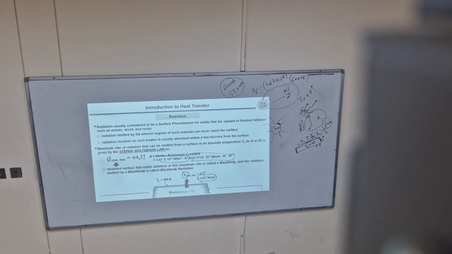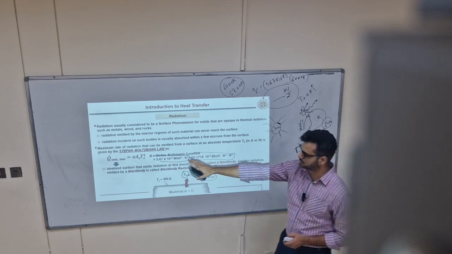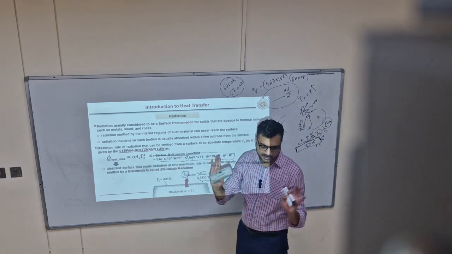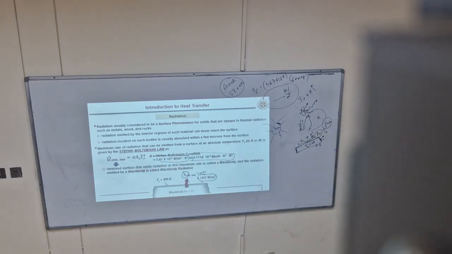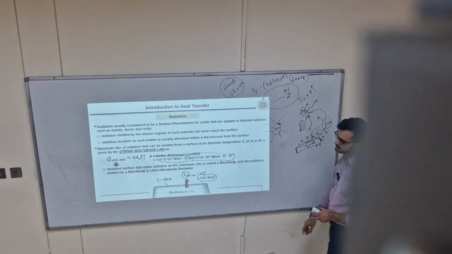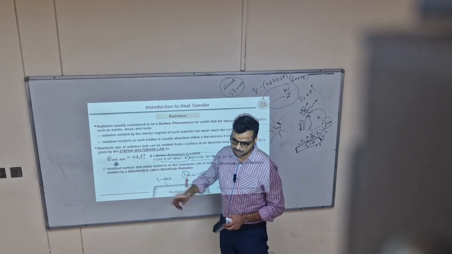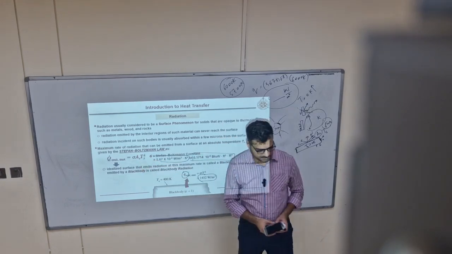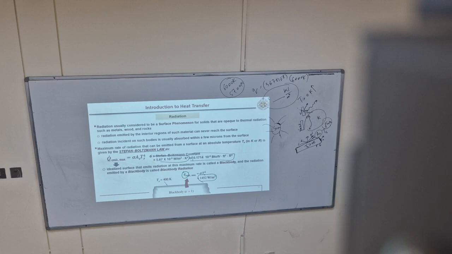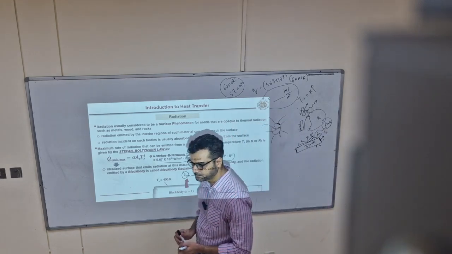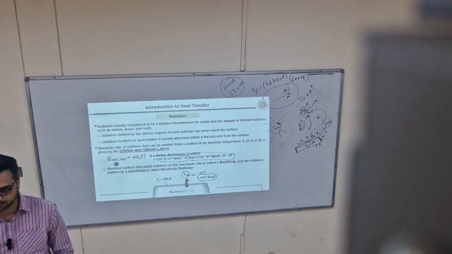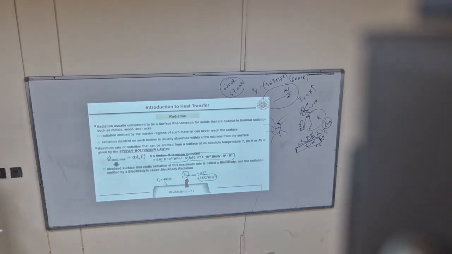The sun is one real thing which obeys this law, I don't know, more than 90% you can say. But all real surfaces we see emit less than this. Which material gives near to this one, which we know? Black paint.